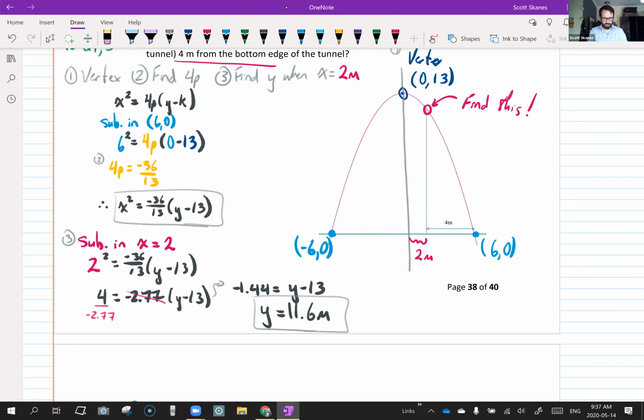Okay, so any questions on this before I do a question that's not a parabola? Because I'm kind of getting bored by all these parabolas here.